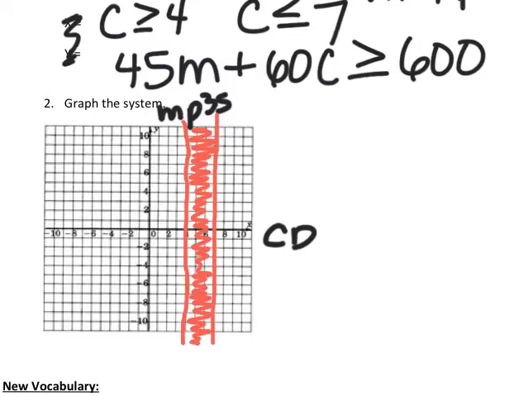So there's my range. Do I really need this down here? No, not really, because I can't have negative CDs or negative MP3s. That's my range right there.